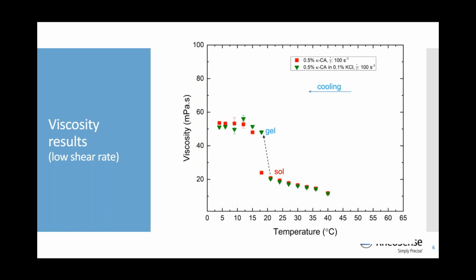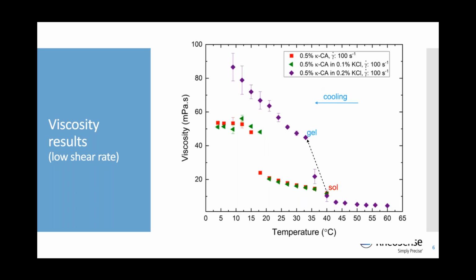We can see that the sharp change in the viscosity for this sample shifted to a slightly higher temperature, where the viscosity increases from 20 millipascal second at 21 degrees C to around 48 millipascal second at 18 degrees C. So definitely we have gel structure at 18 degrees Celsius. However, for the sample without salt, gel is formed at a slightly lower temperature.